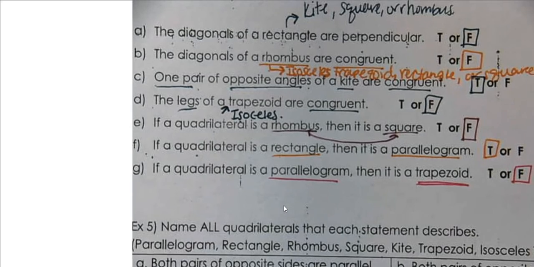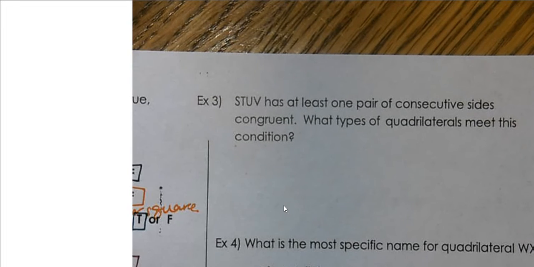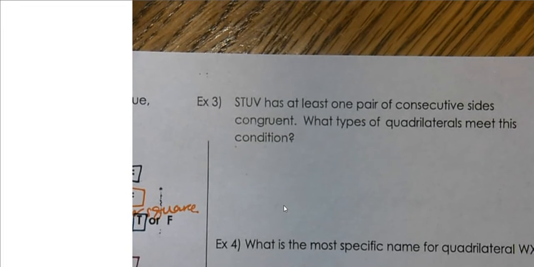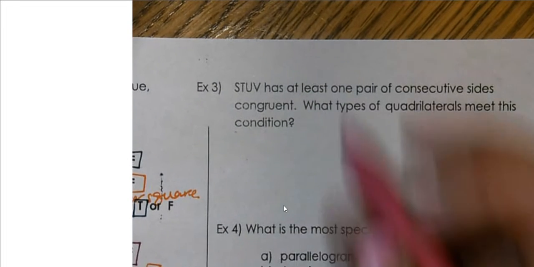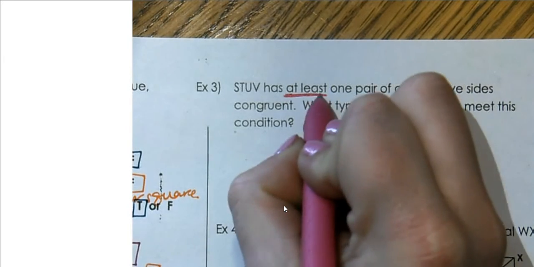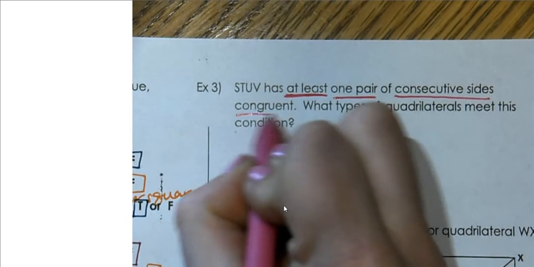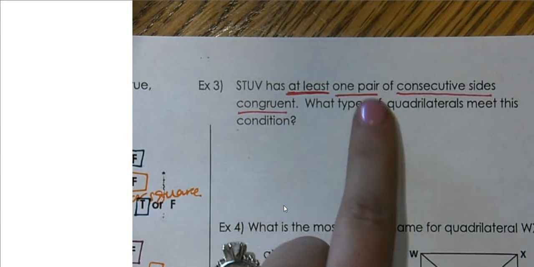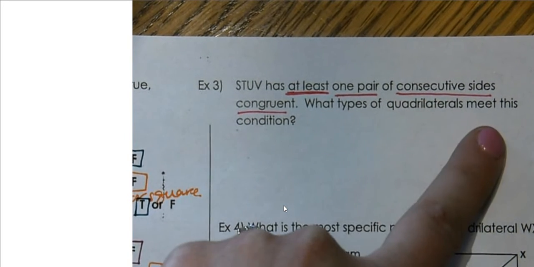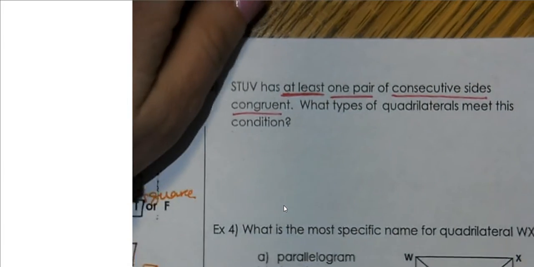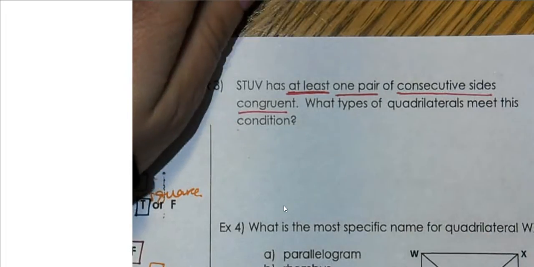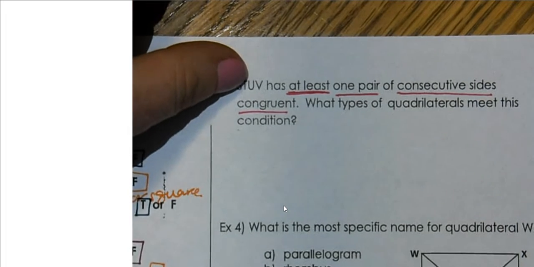Let's go on to example number 3. In example number 3, we have STUV has at least, so that means at least one or more pairs, at least one pair of consecutive sides that are congruent. What types of quadrilaterals meet this condition? So at least one pair means one or more pairs of consecutive sides that are congruent.